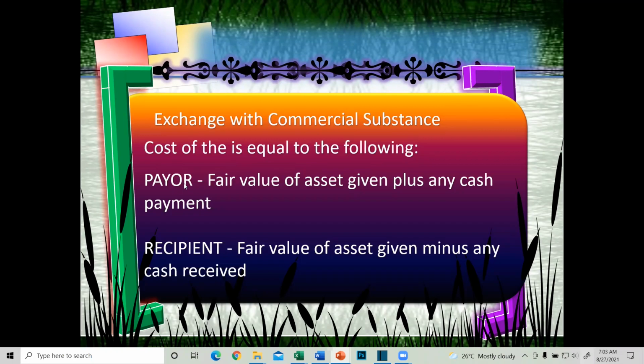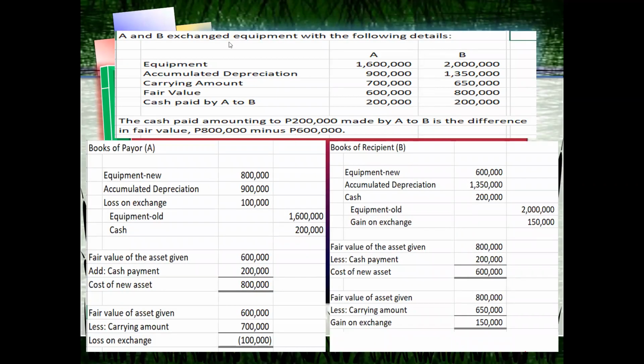So the cost, if that is the case, is equal to the following. If you are the payer, then the cost is equivalent to the fair value of the asset given plus any cash that you have paid. Whereas kung ikaw naman yung recipient, ang cost ng asset na na-acquire mo through exchange with commercial substance will be the fair value of the asset that you have given minus any cash received. So we have here a sample problem for the exchange with commercial substance.